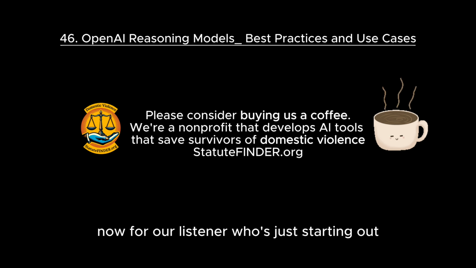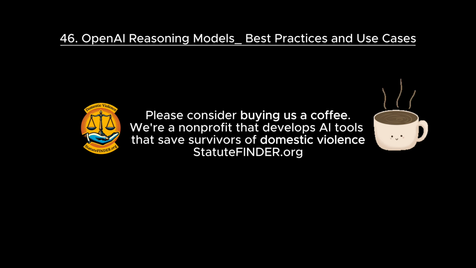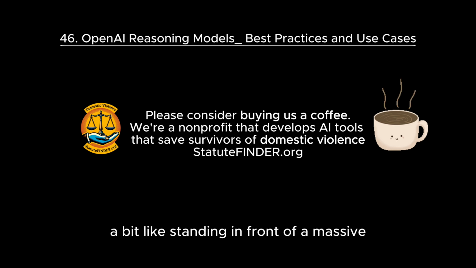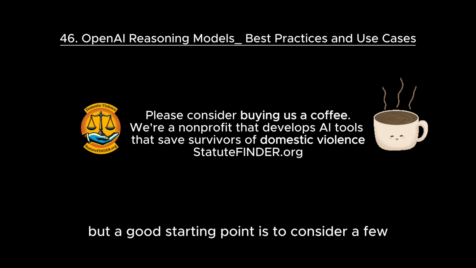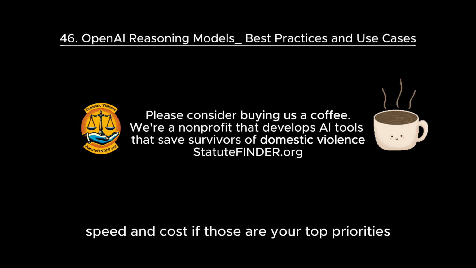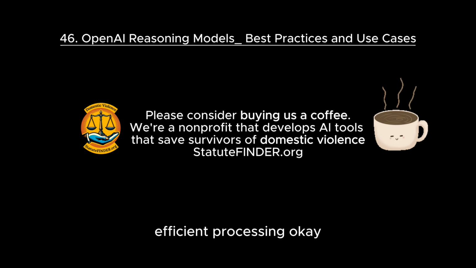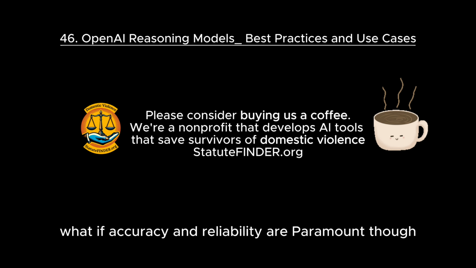Now, for our listener who's just starting out, how do they go about choosing the right model for a project? It's easy to feel overwhelmed, with all those options. You're right, it can be a bit like standing in front of a massive ice cream counter. But a good starting point is to consider a few key factors. First, speed and cost. If those are your top priorities, GPT models often win. They're designed for quick, efficient processing. Okay, so if I'm on a tight budget and deadline, GPT is probably my go-to. What if accuracy and reliability are paramount, though?